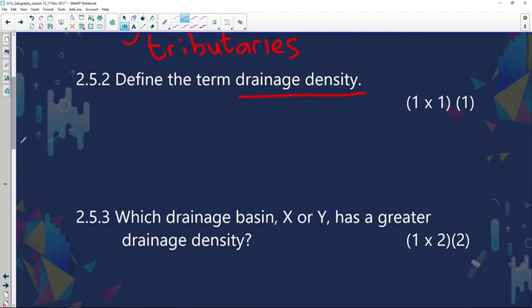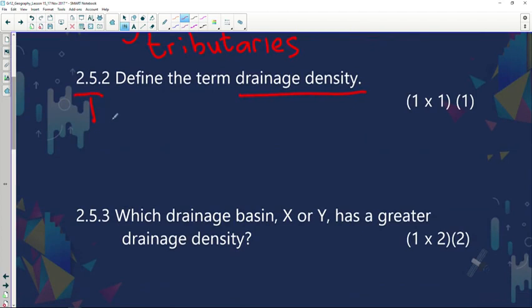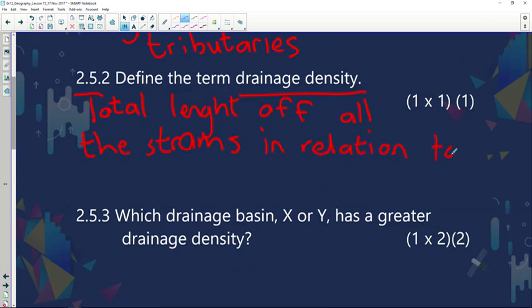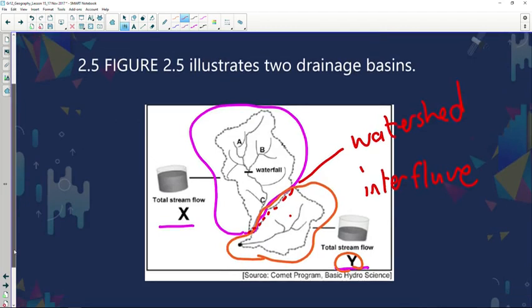Define the term drainage density, and the correct answer over there is the total length of all the streams in relation to the size of the drainage basin. Now 2.5.3, which drainage basin, X or Y, has a greater drainage density? Now let's quickly have a look at it. X or Y? Which has got a greater density?